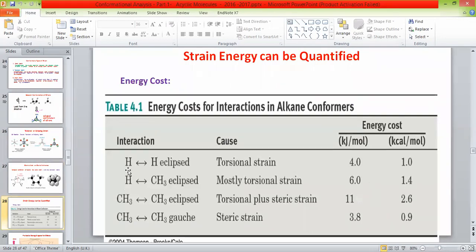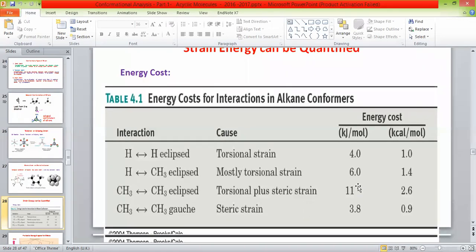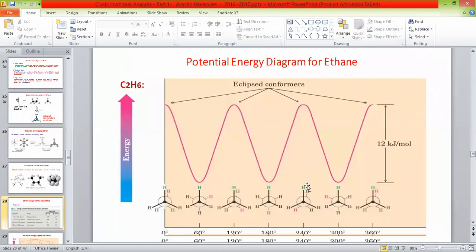You have HH eclipsed, which is resulting from torsional strain, 4 kilojoules per mole or kilocalories per mole. So you're going to be doing this: find how many of these are in your molecule. The number you find is the number you multiply. And then you put these energies and multiply them by that number.